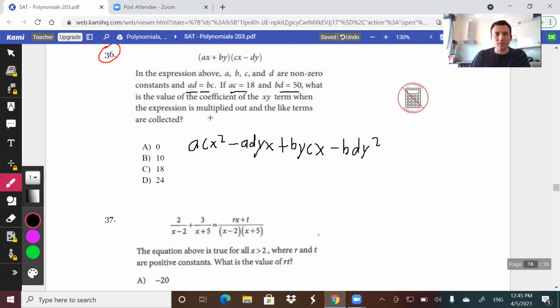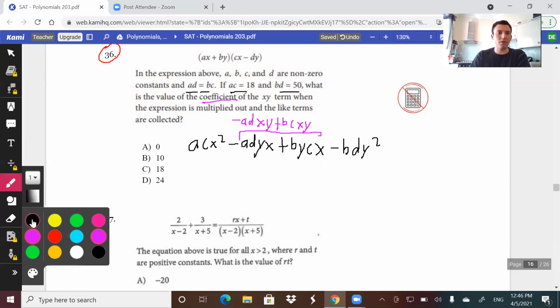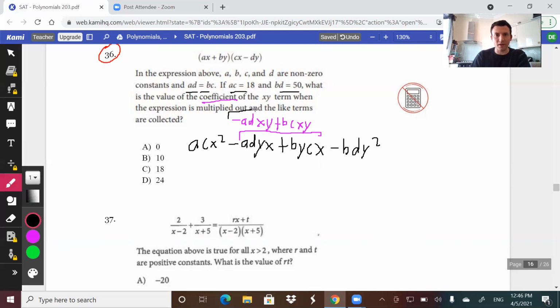And again, what it wants to know is the coefficient, so the number in front of your xy term. So this and this, we can really rewrite this as minus ad xy plus bc xy. I'm just moving the variables around. So it essentially wants to know what is negative AD plus BC. When we add those together, what do we get in front of XY? That's what it's asking in a nutshell.